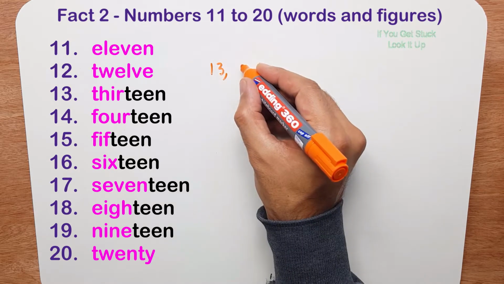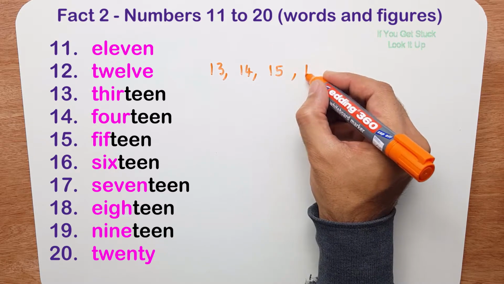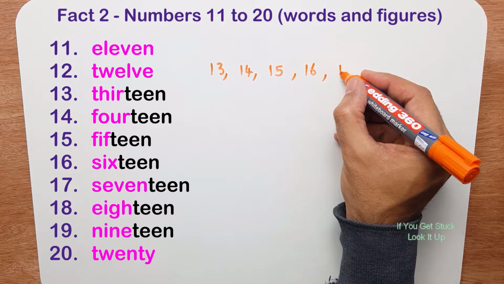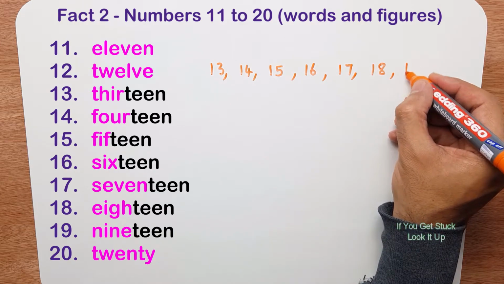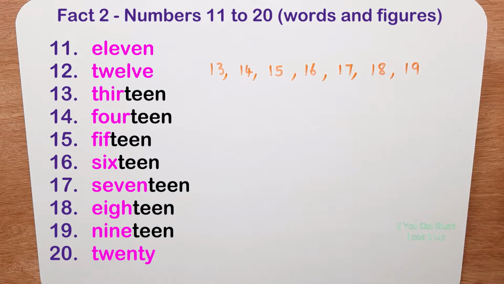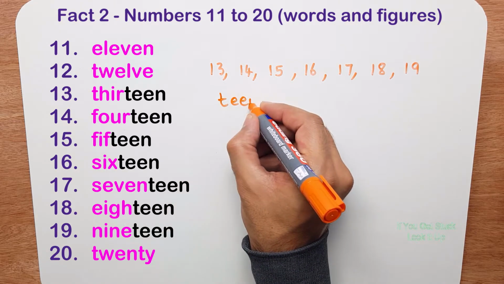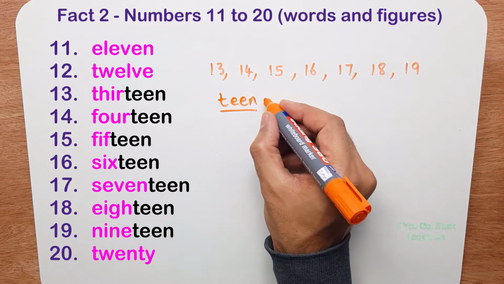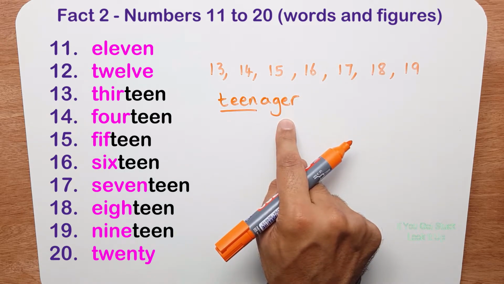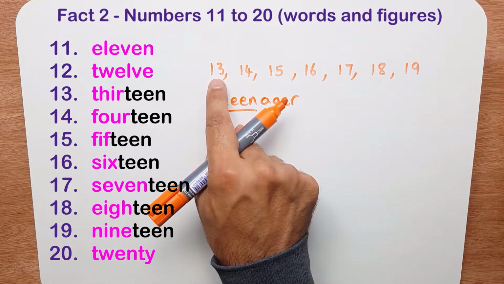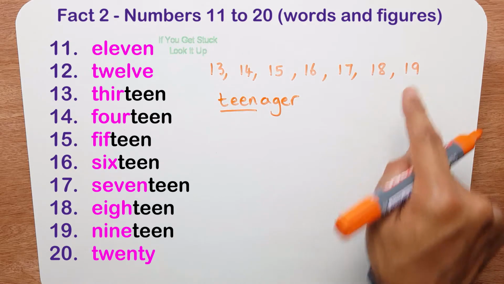13, 14, 15, 16, 17, 18, and 19. So you'll hear the word teenager, and that's where it stems from. And if you're a teenager, you're any age from 13 all the way to 19 years old.